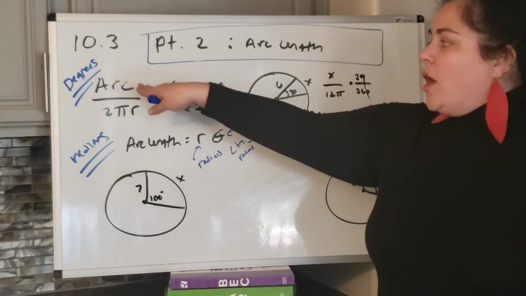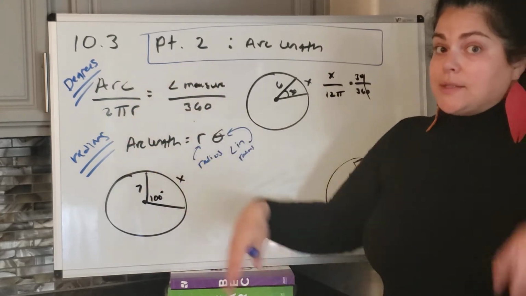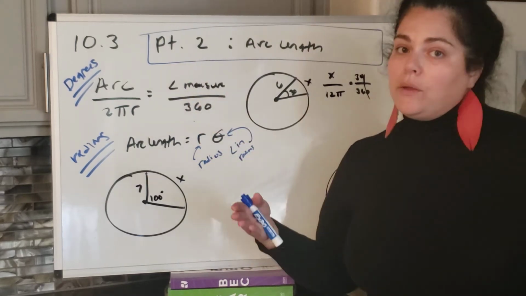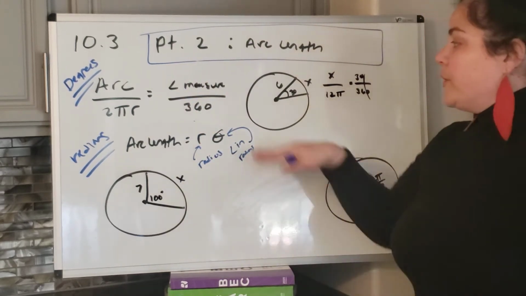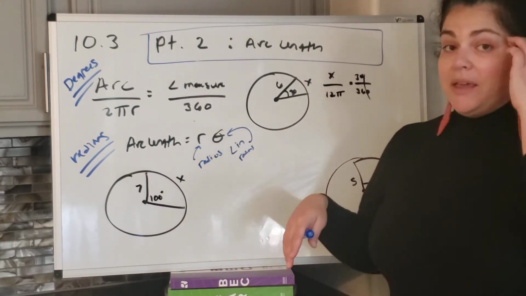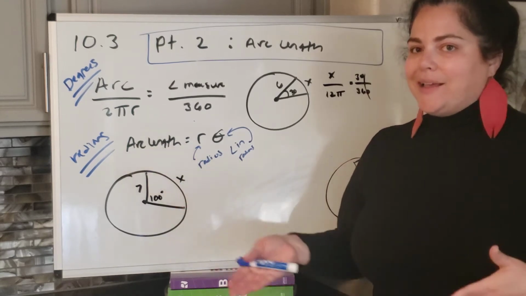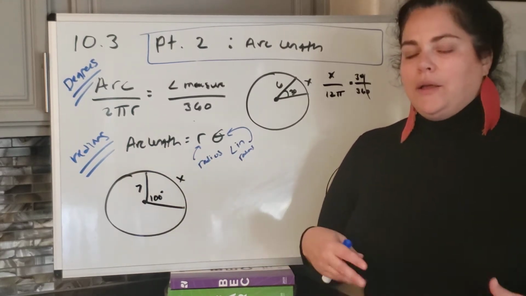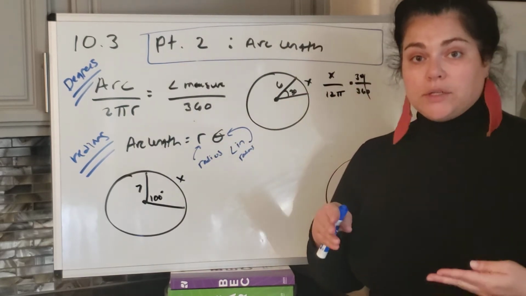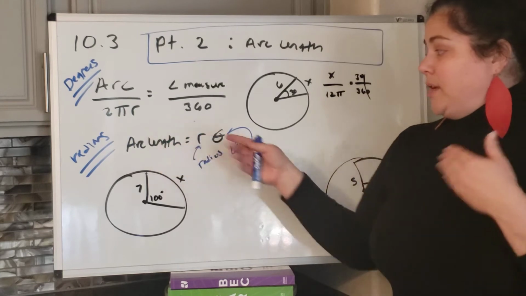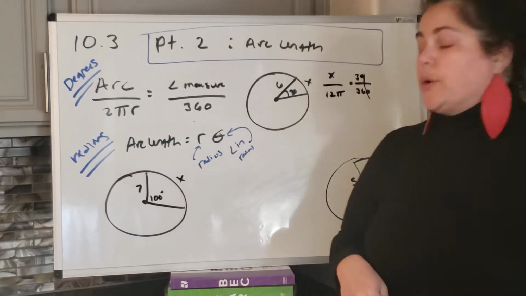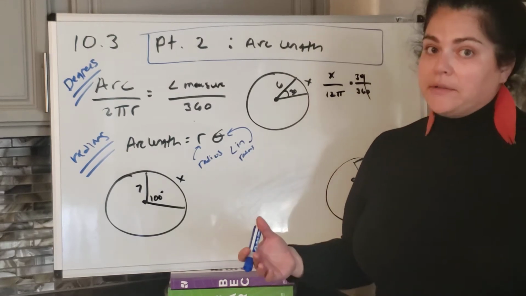So in this case, arc over circumference, so portion of circle over the entire circle, is equal to the angle measure, which is given, over 360 degrees, which is the total degrees possible. Now in this case, you also might be given a radian measurement. Now remember, radians are already a ratio around the circle with how many radii go all the way around the circle. So this is just simply arc length is equal to r theta, which is just your radius, r, theta, which is your angle in radians. So it's easier than the degrees.